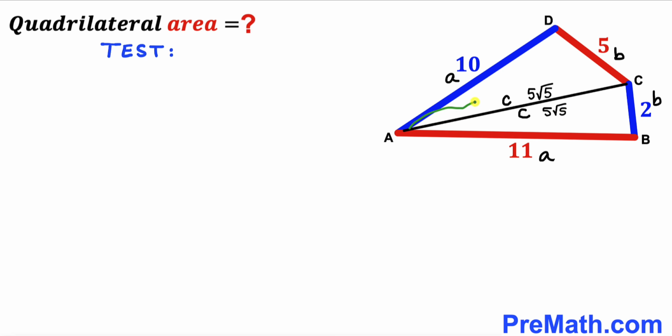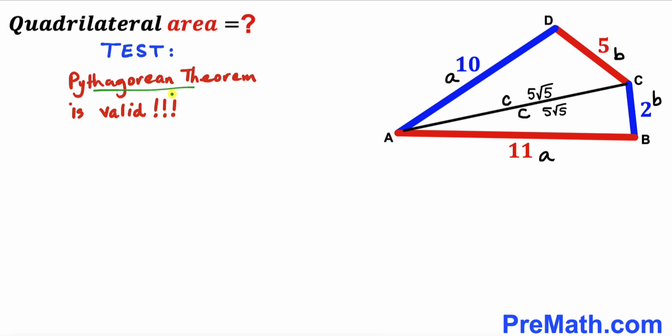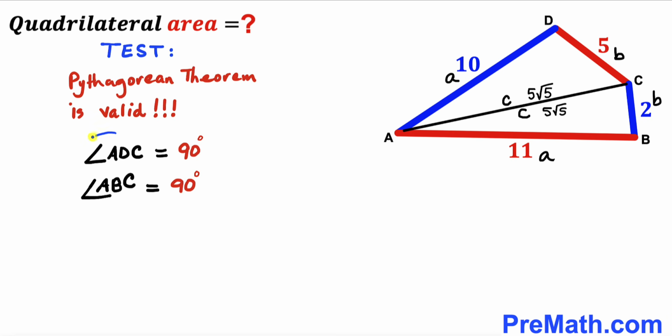And now let's make an observation. We can see this side AC length in both scenarios is identical, 5 times the square root of 5. In other words, the Pythagorean theorem is valid in both scenarios. So therefore we conclude that our angle ADC is going to be a 90-degree angle. And likewise, this other angle ABC is going to be a 90-degree angle as well.